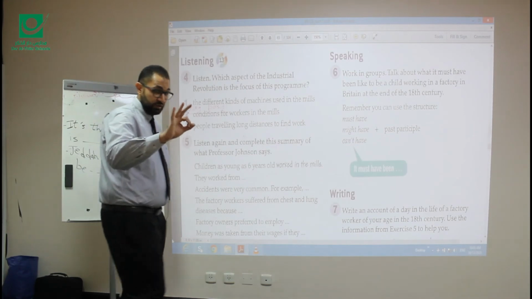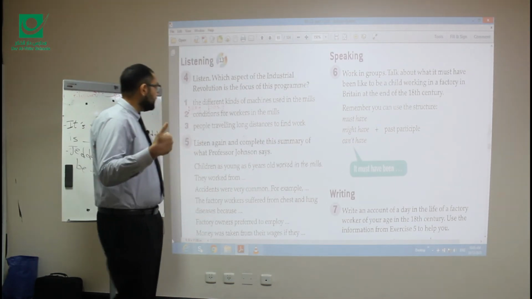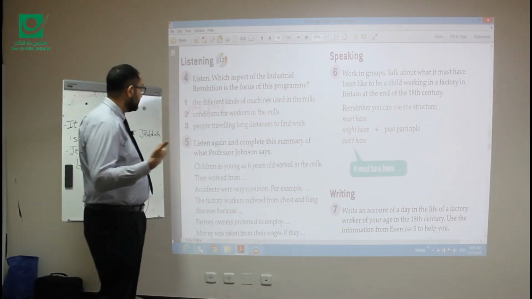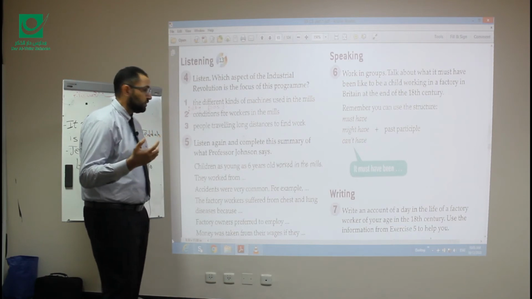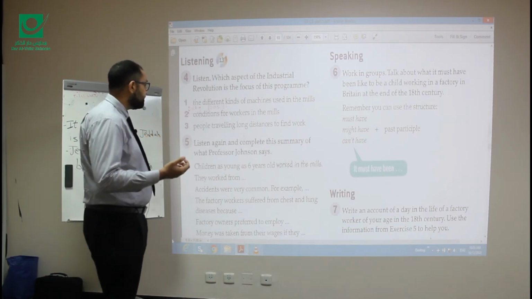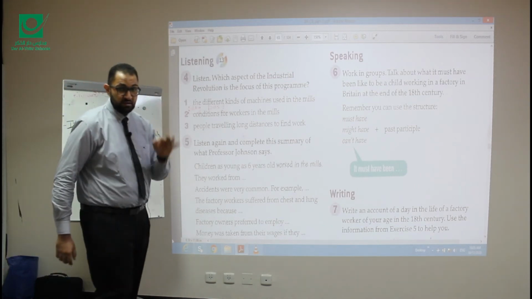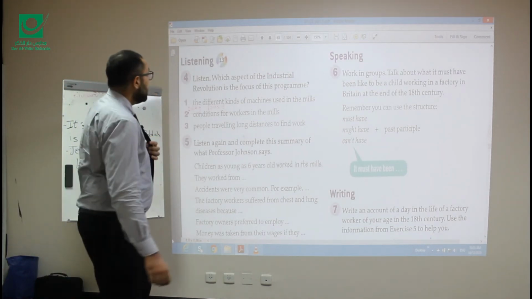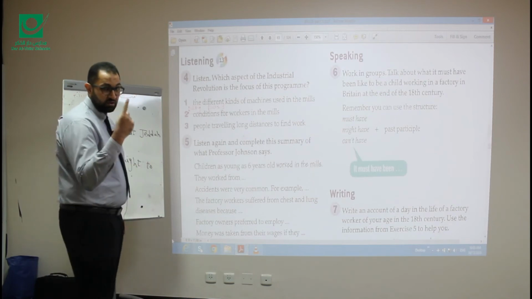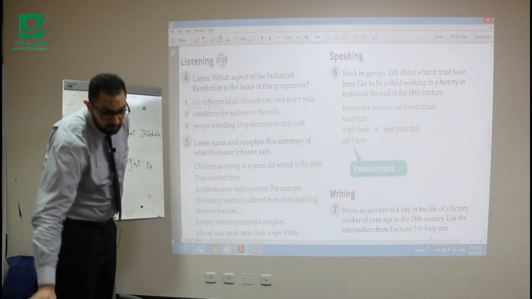We have three choices. Is it the different kinds of machines used in the mills? Is it the conditions for workers in the mills? Or people traveling long distances to find work? So we have three choices. We need to know which aspect. So there is going to be one aspect of those three. Now we're starting.